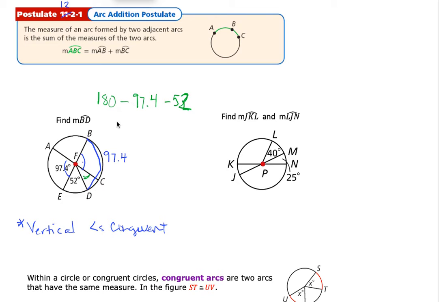I believe that equals 30.6. So then I just need to add. I have my BC of 97.4 and my CD arc is 30.6, and I'm just going to add those together and I get the answer 128 degrees.